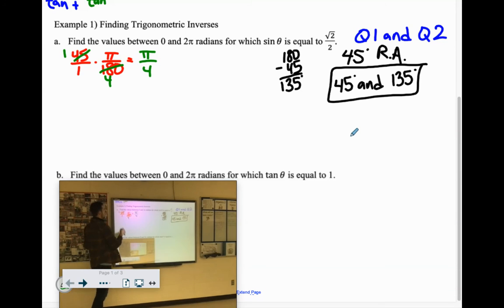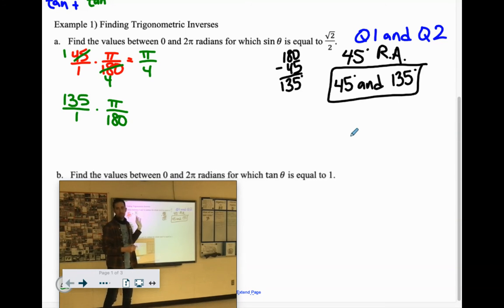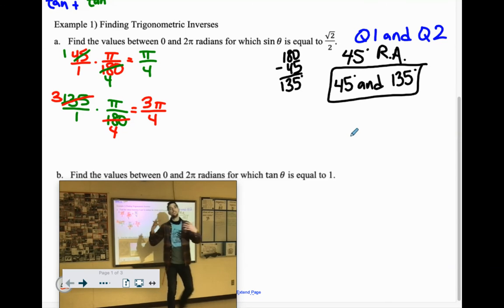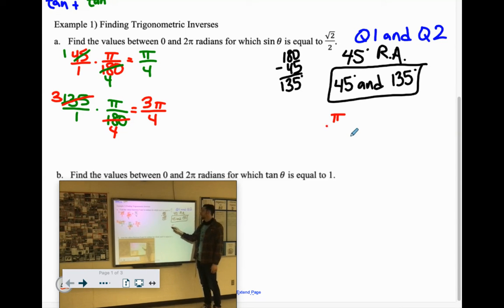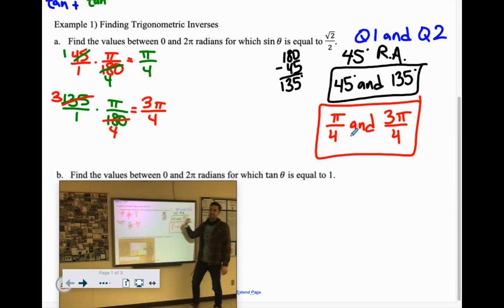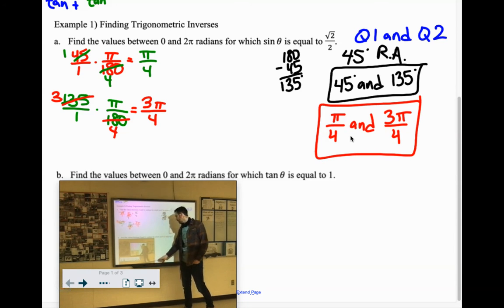Now when we're doing 135, just remember 135 is 45 times 3. So 135 will turn into 3. 180 is 45 times 4. So we end up with 3 pi over 4. So here would be our 2 angles given in radians. So we could say pi over 4 and 3 pi over 4. I want all of those answers, degrees and radians. And yeah, it's a lot of work.